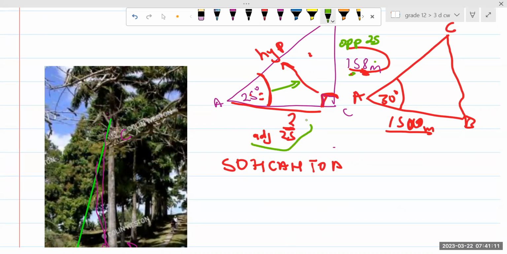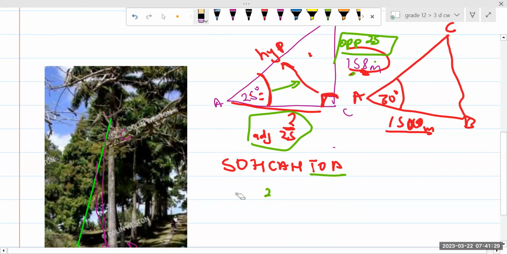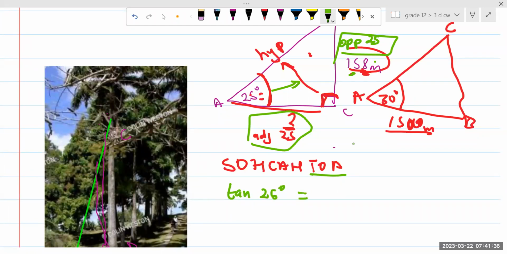Now, here's what I have. I'm looking for the adjacent side. I have the opposite side. Now, which trigonometric ratio has opposite and adjacent? We're going to use tan. So we're going to have the tan of 25, which is going to be given by opposite over adjacent. What is opposite 25? 158, all over our adjacent side, which is going to be AC.